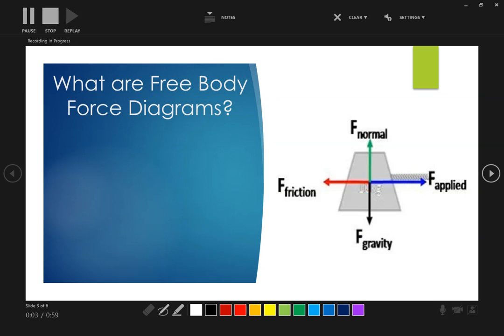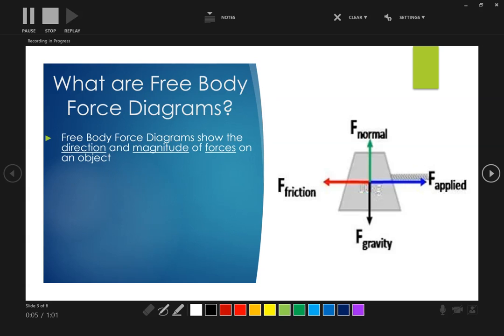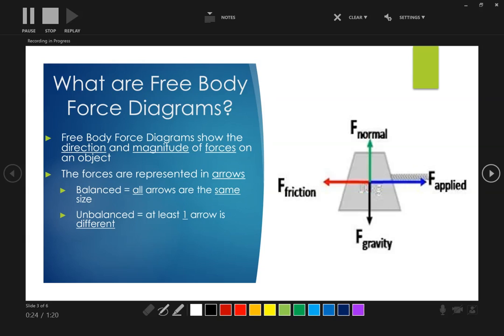What are free body force diagrams? A free body force diagram shows the direction and the magnitude of the forces on an object. The forces are represented in arrows. So if forces are balanced, all of the arrows are the same size. If forces are unbalanced, at least one arrow is different in size. Shorter arrows mean that you have a smaller force. Longer arrows mean that you have a greater force. And the long arrow shows the direction of the movement.